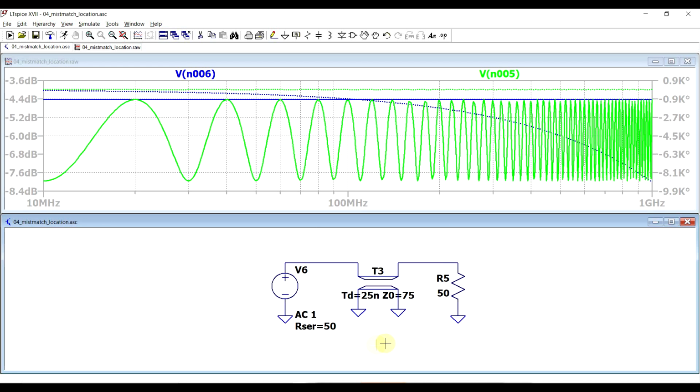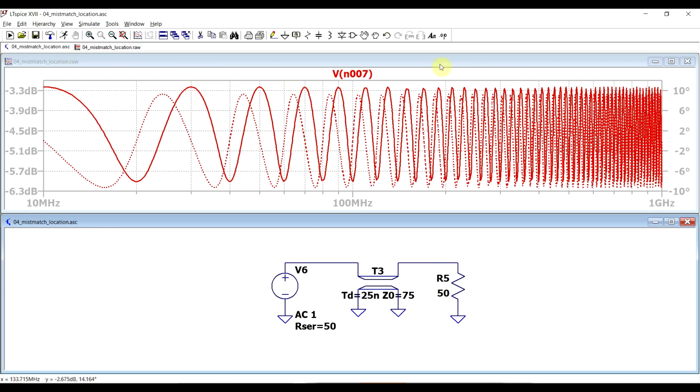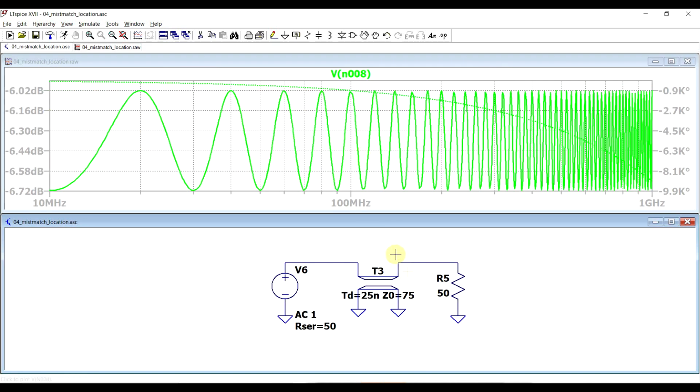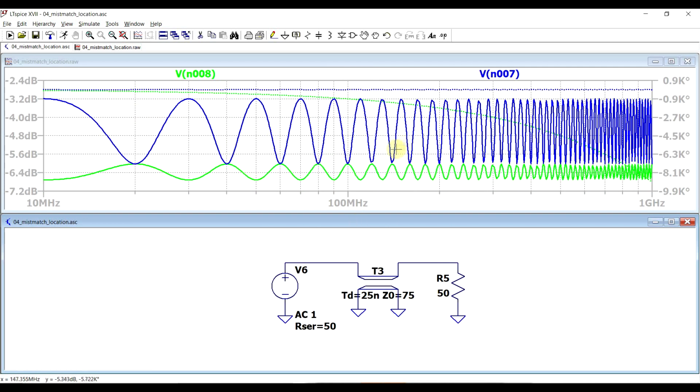And finally, if there's a mismatch at both ends, so 50 ohm signal source and load and 75 ohm line, we see this impedance transformation at the beginning. Because of the reflection at the end of the line, we see the reflections at the beginning, and at the end of the line, again we see these reflections because they're coming back from the beginning of the line again. So the reflection is going to the end, to the front, and so on. So we see this different frequency behavior at both ends when there's a discontinuity at both ends.